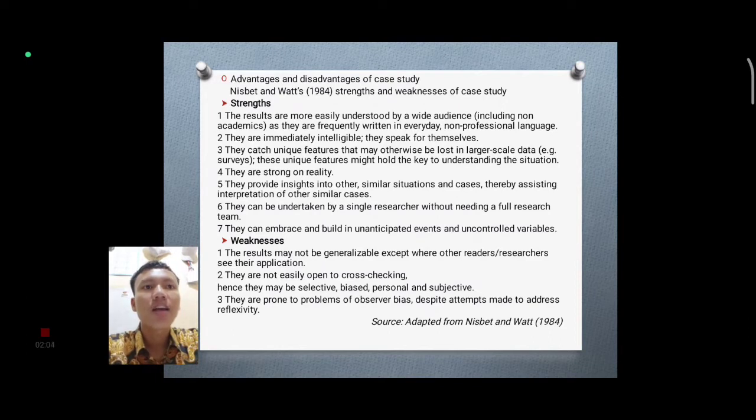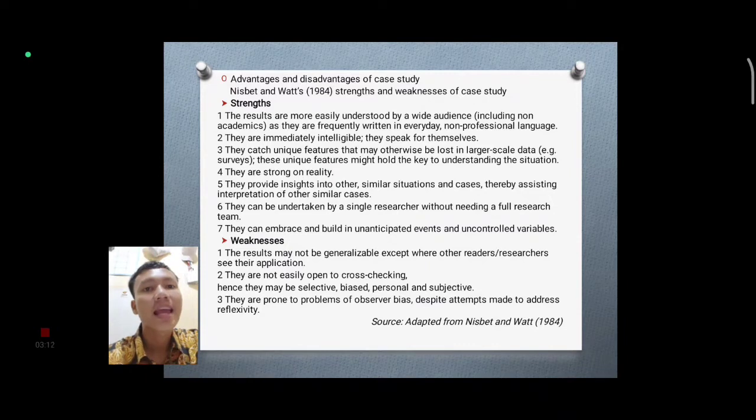Advantages and disadvantages of case study. According to Nisbet and Watts, 1984, strengths and weaknesses of a case study. The first is strengths. One, the results are more easily understood by a wide audience, including non-academics, as they are frequently written in everyday, non-professional language. Two, they are immediately intelligible. They speak for themselves. Three, they catch unique features that may otherwise be lost in large-scale data. These unique features may hold the key to understanding the situation.